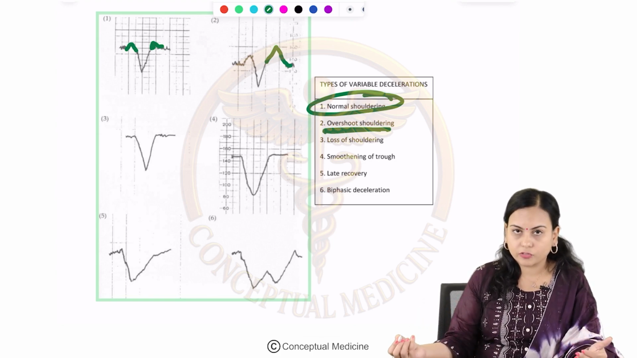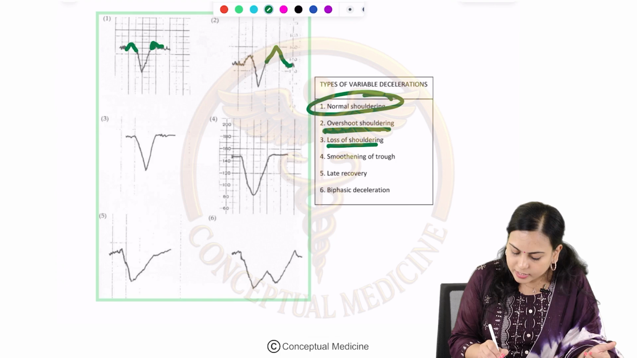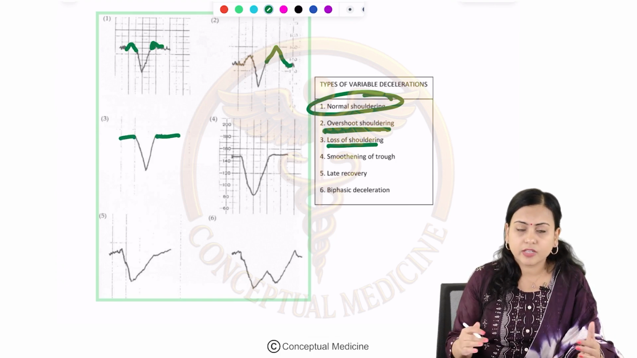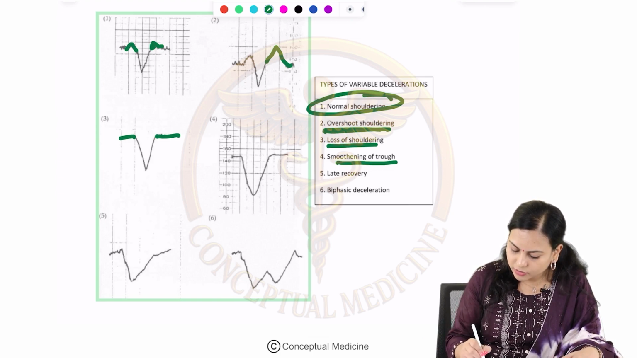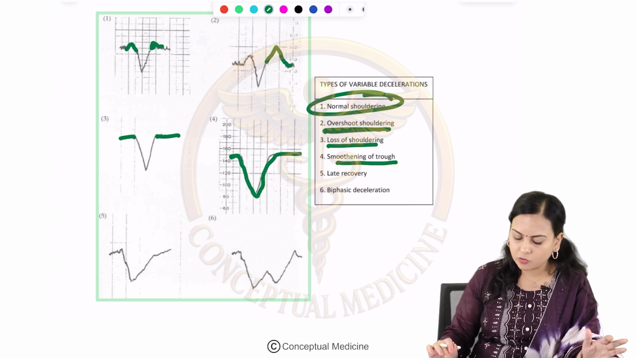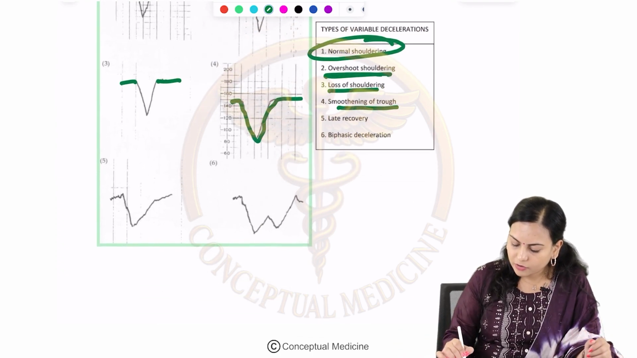So, there is an overshoot of the shouldering. And here, there is a flattened wave, right? So, there is absence of shouldering. And here, it is just like a smooth trough. Okay. So, what is happening is, it is just coming like this and just going. So, there is smoothening of the trough.